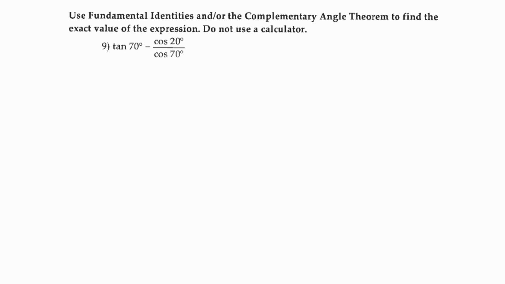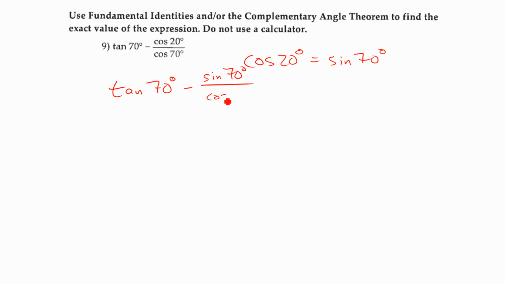For this one, we're going to use our complementary angles. The cosine of 20 is the exact same thing as the sine of 70 degrees. So we can replace the fraction here, cosine of 20, with sine of 70. And then we'll have sine of 70 over the cosine of 70. And remember that tangent is sine divided by cosine. So we have tangent of 70 minus tangent of 70. And so we get 0.